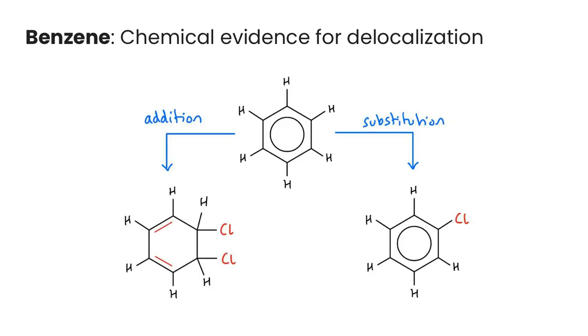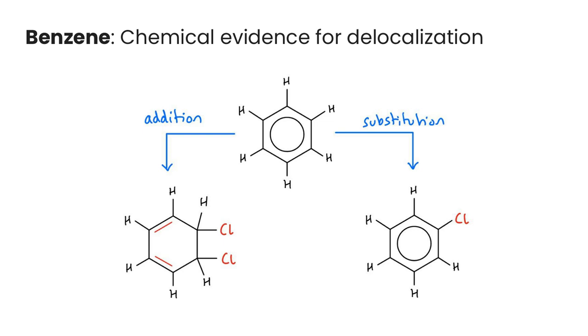Now, we also have some chemical evidence for delocalization, and we're not going to get into too much of the weeds about the reactions that are happening here, because we're going to do those in some separate videos. But know right now that if an organic compound has a double bond, these are known as a class of family called alkenes.